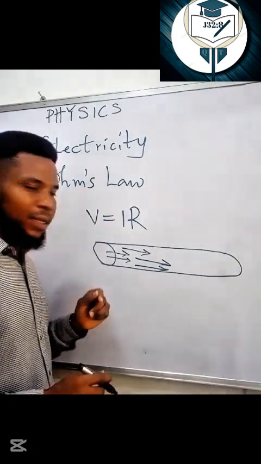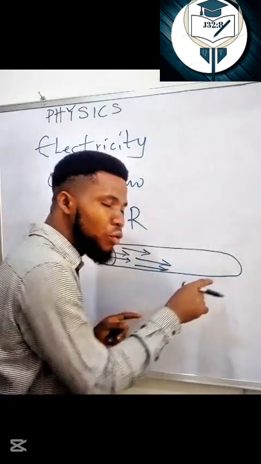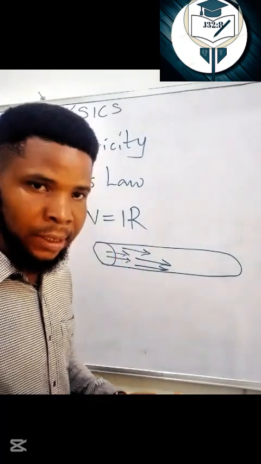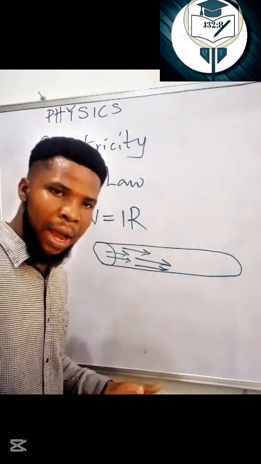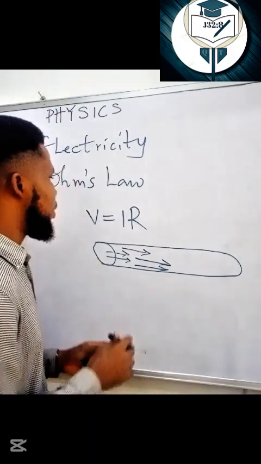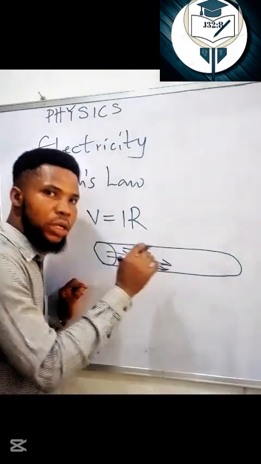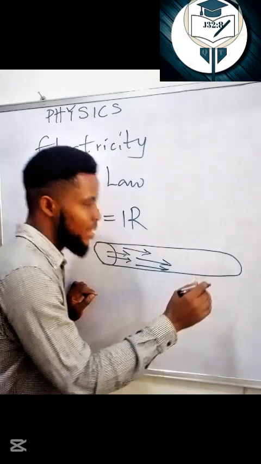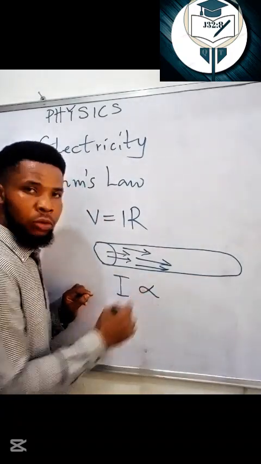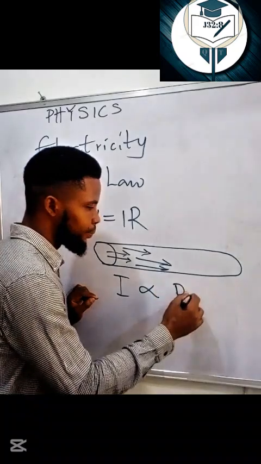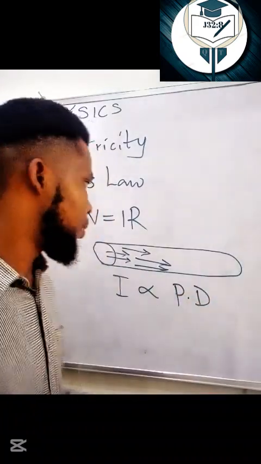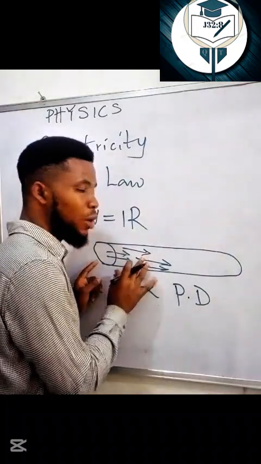Ohm said that the current that will be flowing through this metallic conductor, that is to say wire, either copper wire, aluminum wire, and all the kinds of wires that we have today, is directly proportional to the PD across the two ends. What is PD? PD is just the potential difference.